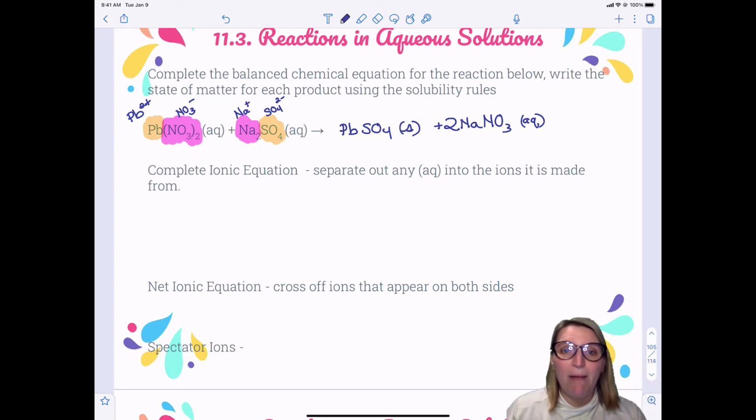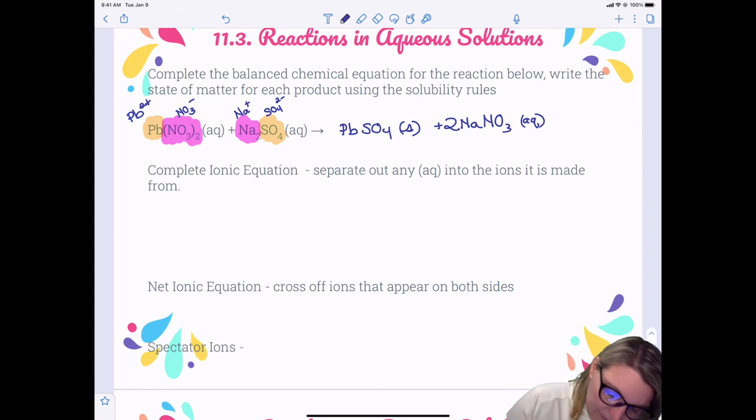So now I have the complete balanced chemical equation. The next one is the complete ionic equation. And remember, anything that's aqueous, we actually write out as the aqueous ions. This takes a little bit of time, but this helps us to get the net ionic equation.